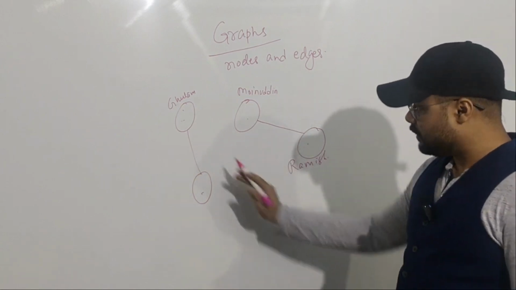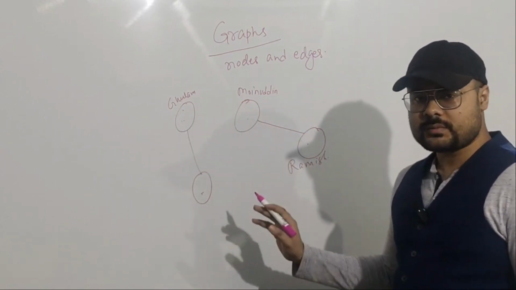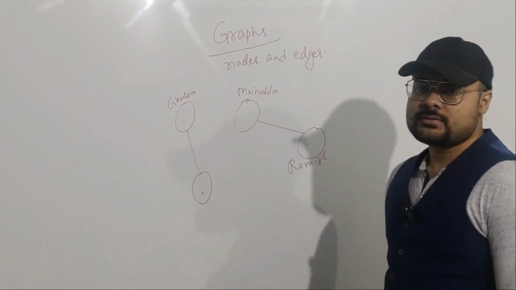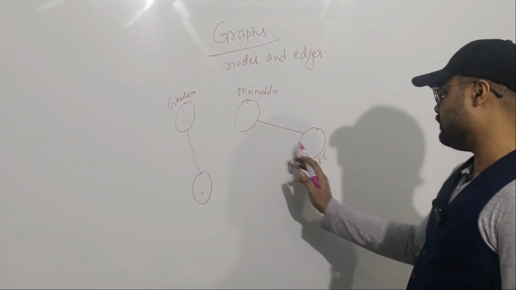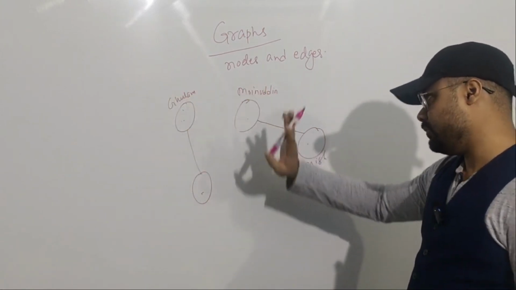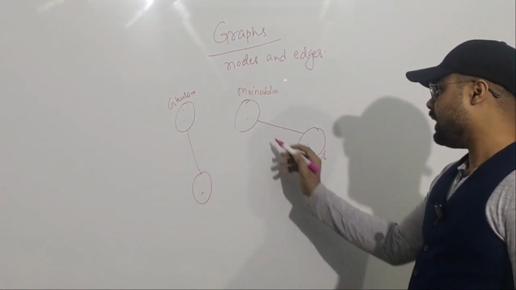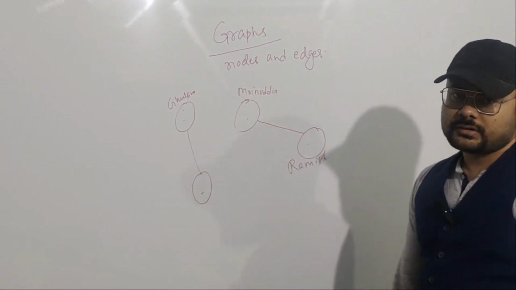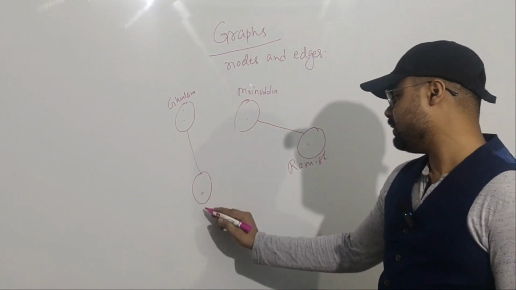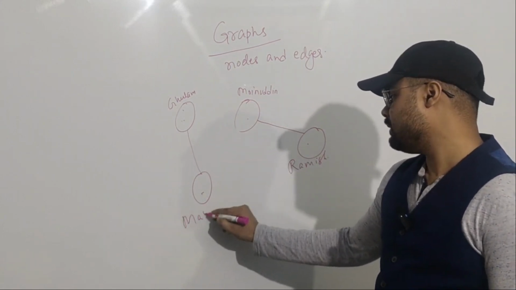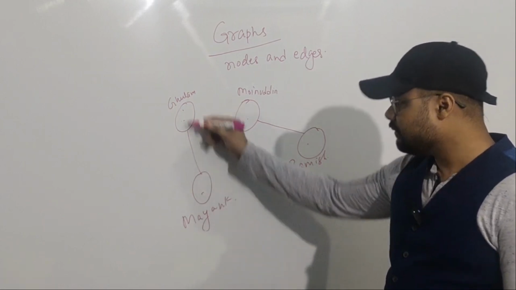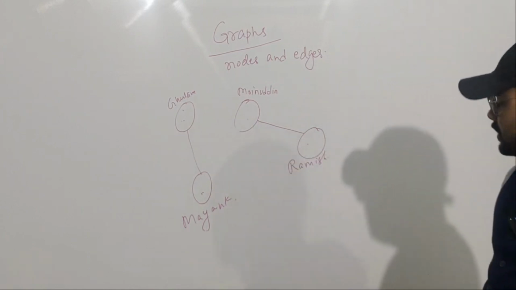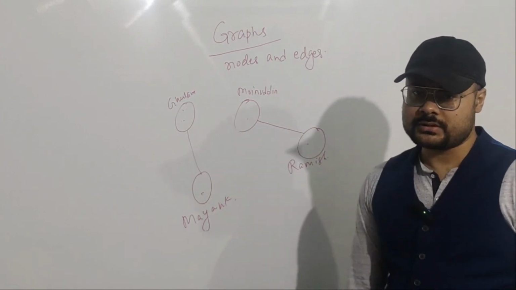Now the nodes are representing people, and if there is an edge between two nodes, it means they are friends. This is one user, Gulam. Moinuddin is another user. Ramesh is another user. If there is an edge between Moinuddin and Ramesh, it means they are friends. And let's say this is Mayank, then Gulam is a friend of Mayank, and Mayank is a friend of Gulam. Moinuddin is a friend of Ramesh, and Ramesh is also a friend of Moinuddin.